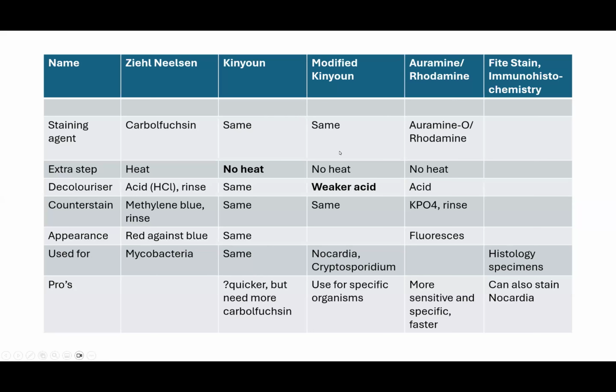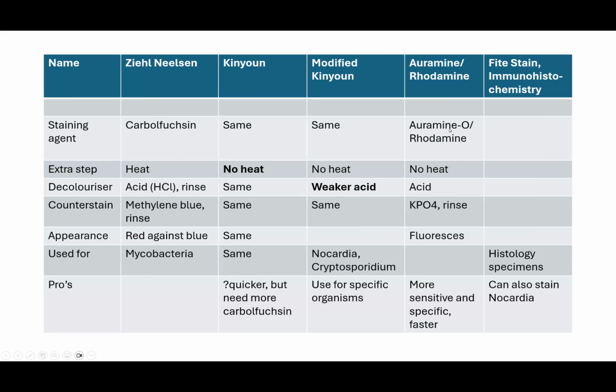However, modified Kinyoun is done when we are looking for something like Nocardia and Cryptosporidium, because they don't hold on to that stain as strongly as the mycobacteria in the face of a strong acid. So you use a weaker acid, and in that case they will show up after you decolorize with a weak acid and put on your methylene blue. So you can use it for specific organisms.